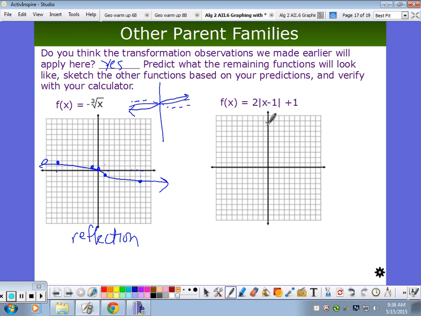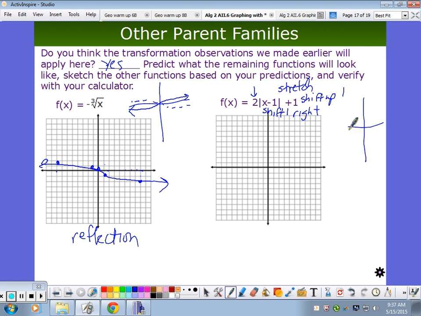Yeah, Tyler. It's going to stretch, right? We're going to see that dilation by a factor of 2. Okay, that's this, right? What's this going to do? Going to shift it right once. And what's this going to do? Shift it up 1. Wow. So we have 3 things to do.